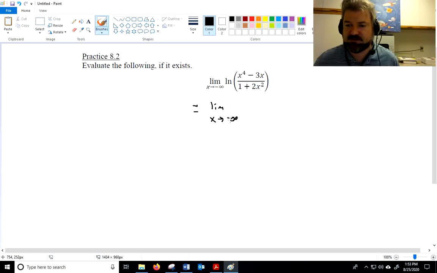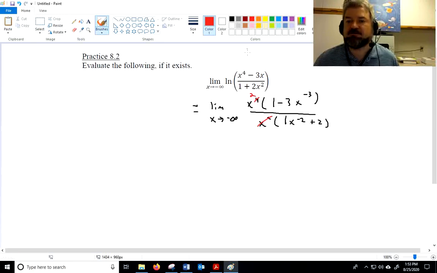Let's find the limit of the inside. I'm going to factor out x to the fourth, making this 1 minus 3x to the negative 3. And I'll factor out an x squared here. That gives me 1 times x to the negative 2 plus 2. Okay, so we are going to lose some x's, just as we thought. Now I see it. Look at that. I only lost 2 powers of x, so I still got an x squared.